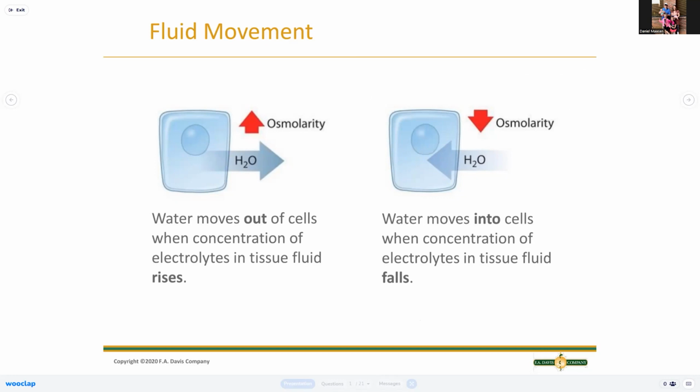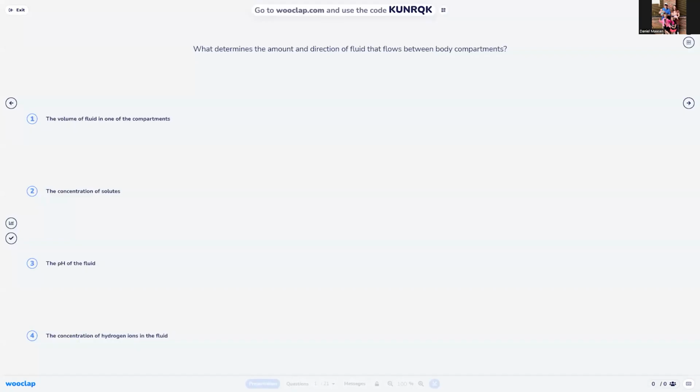What I would highlight from that section, and we'll talk about in a second. So first question we could ask is, okay, just refreshing us already. What determines the amount or direction of fluid that flows between body compartments? And what do you think here? Concentration, pH, concentration of solutes, the volume of the fluid in one of the compartments. I'll give you a hint. You guys already know this. We just said this with osmosis and our movement of osmolarity, fluid movement, right?